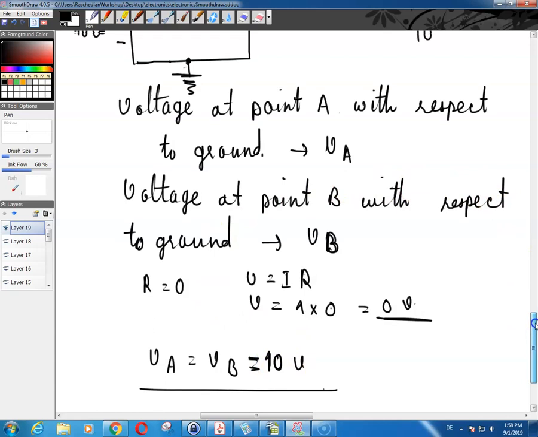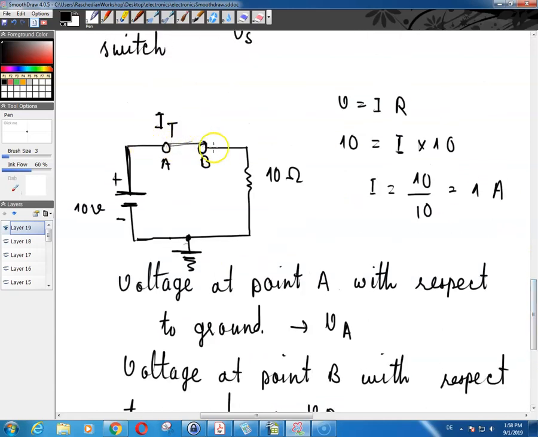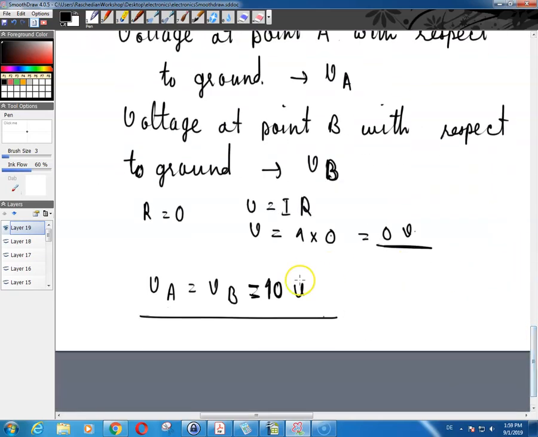So V of A is equal to V of B, and both of them are electrically common. The switch is closed, and the voltage between these 2 points is the power supply voltage, which is 10 volts. And what is the voltage drop across the switch? The voltage drop across the switch, as we showed here, is 0. There is no voltage dropped across the switch.